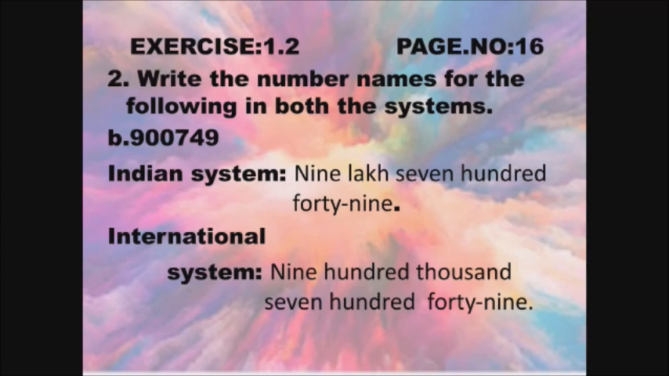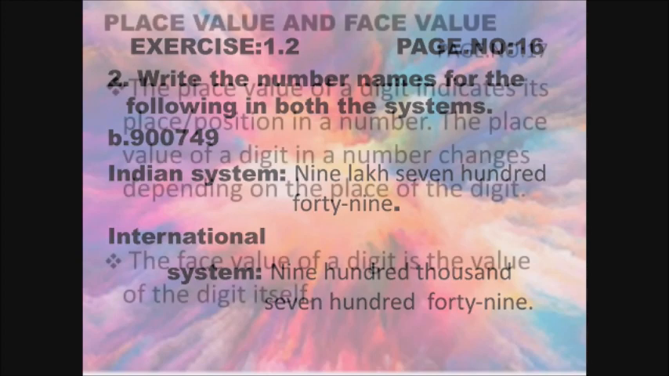Okay. Now we can write international system. Before that, let's count the digits. Ones, tens, hundred, thousand, 10,000, 100,000. So in international system, we have to start from 100,000. So it can be written as 900,749. Okay, students, are you clear? Hope you have clear difference between Indian system and international system.